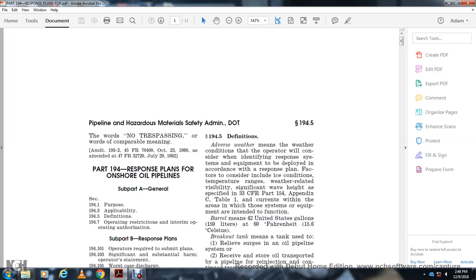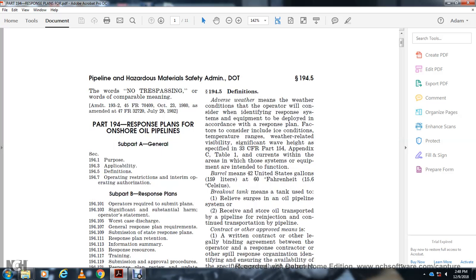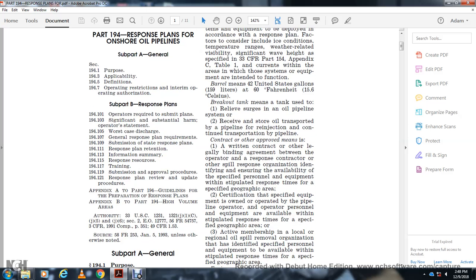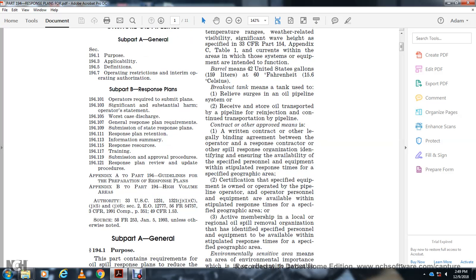Breakout tank means a tank used to relieve surges in an oil pipeline system or to receive and store oil transported by pipeline for reinjection and continued transportation by pipeline. Contract or other approved means is a written contract or other legally binding agreement between the operator and a response contractor or other spill response organization, ensuring the availability of specified personnel and equipment within stipulated response times in specified geographical areas. Certification of specific equipment is owned and operated by the pipeline operator, with personnel and equipment available within the stipulated response times of the specified geographical area, or active membership in a local or regional oil spill removal organization identified with specified personnel and equipment to be available within stipulated response times.